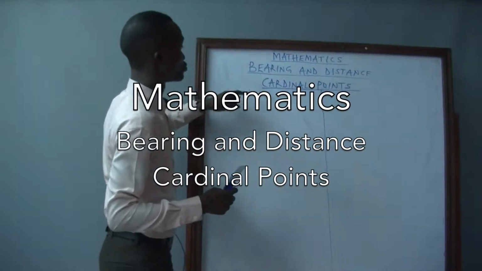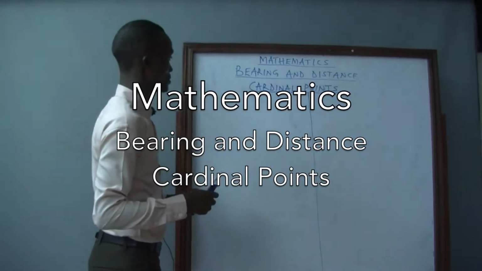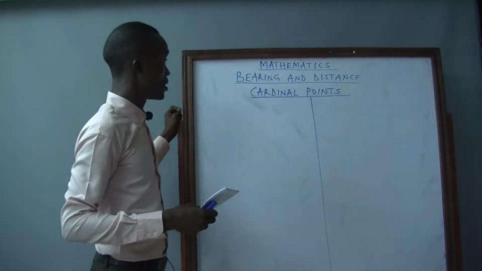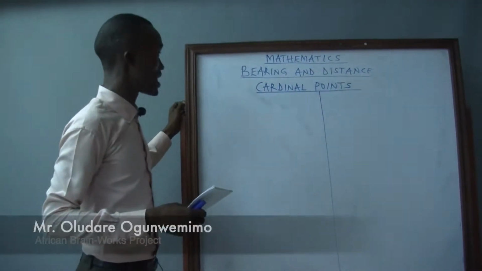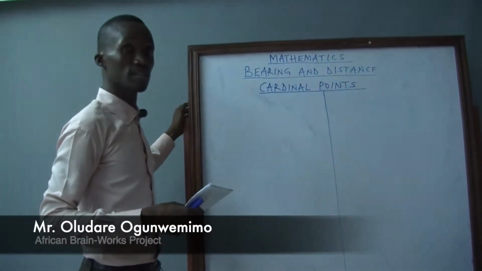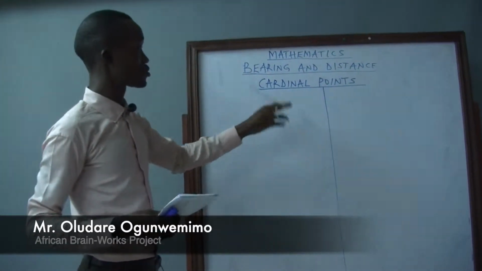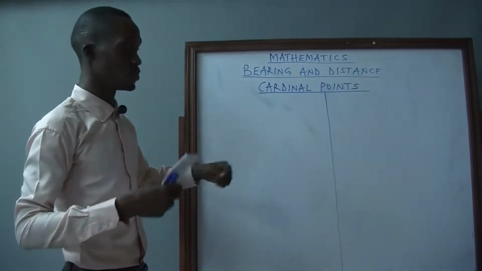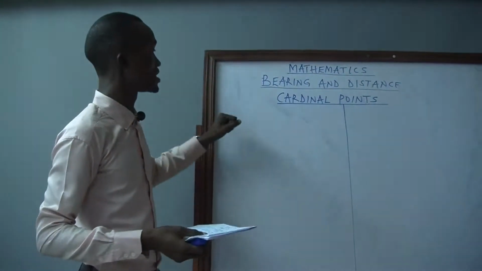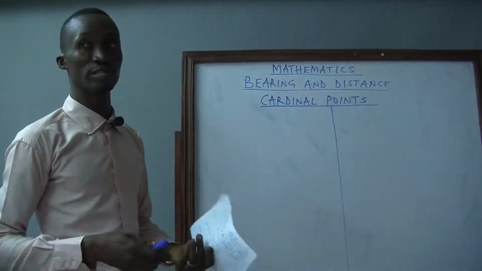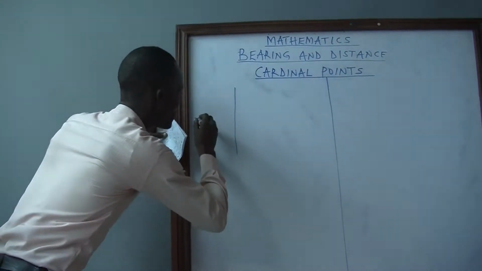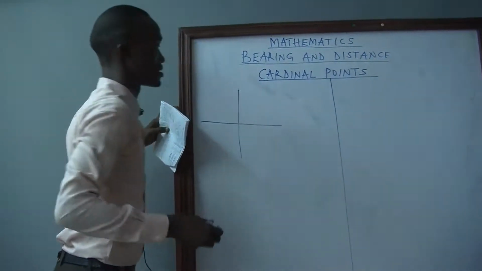Now we are moving to cardinal points. The major cardinal points we have are 4, 8, 16, and 32 cardinal points. But for this bearing and distance, we will be laying more emphasis on the 4 and 8 cardinal points. So the 4 cardinal points is also taking us back to quadrants.